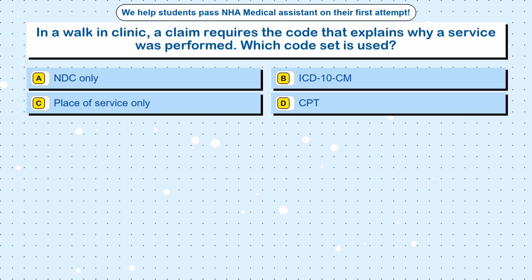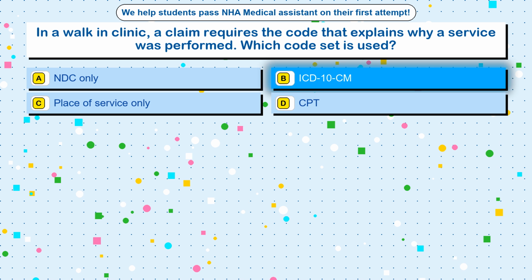Question 71. In a walk-in clinic, a claim requires the code that explains why a service was performed. Which code set is used? Option A, NDC only. Option B, ICD-10-CM. Option C, place of service only. Option D, CPT. The correct answer is option B, ICD-10-CM.